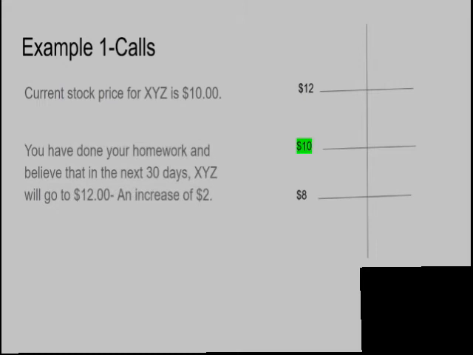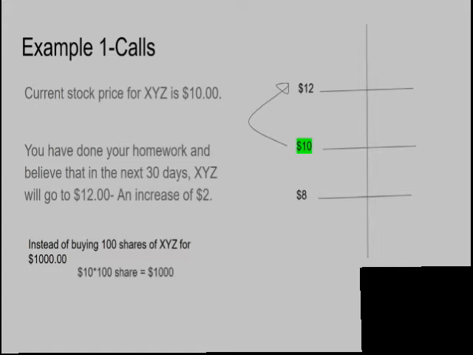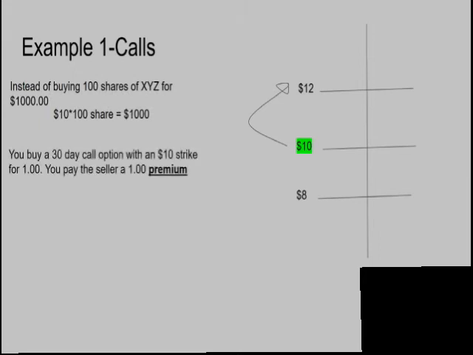In this example, say it's a fictional company, XYZ. Its current stock price is $10. You've done your homework on XYZ, and you believe in the next 30 days it's going to go to $12, which would be a $2 increase. But instead of buying 100 shares of XYZ, which would cost you $1,000 (10 times 100 is 1,000), you buy a 30-day call option.